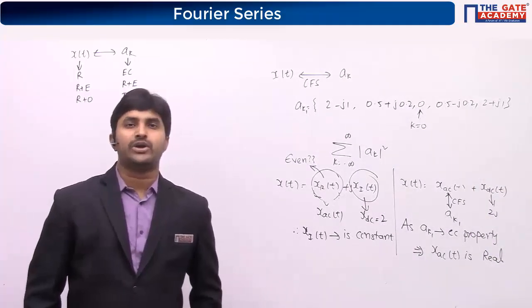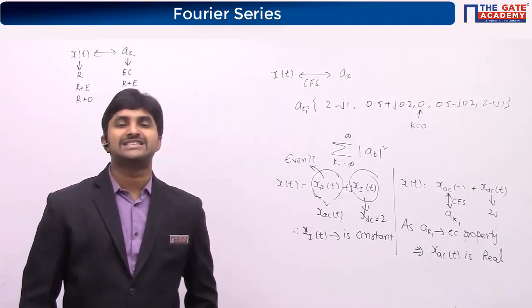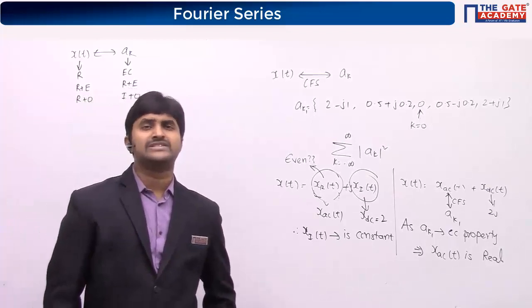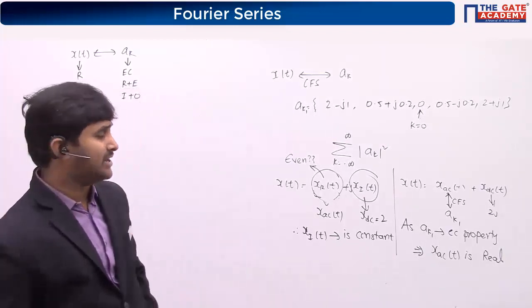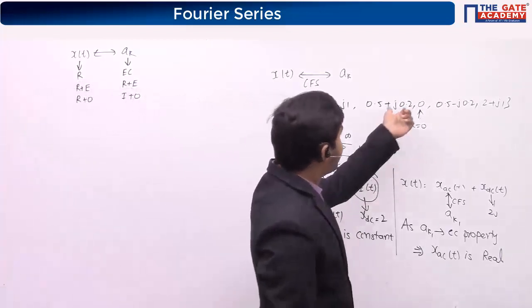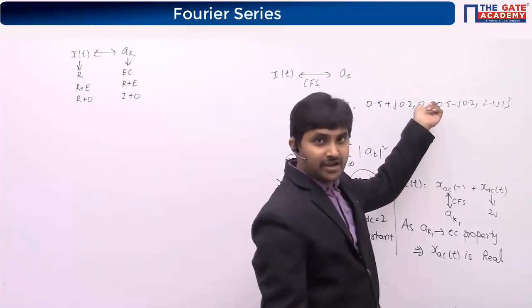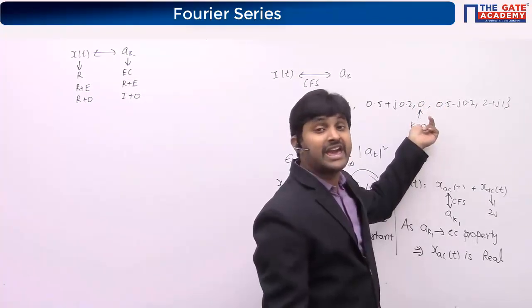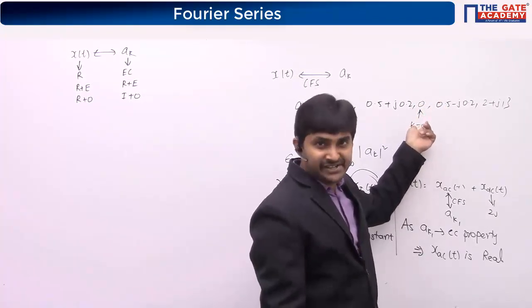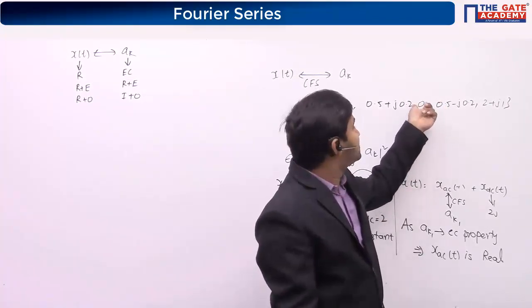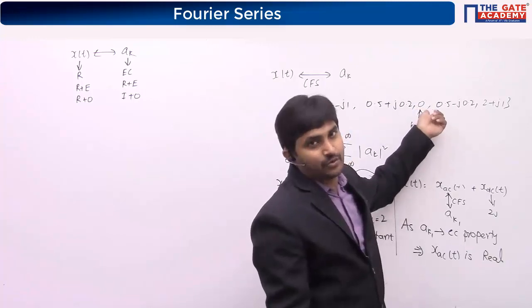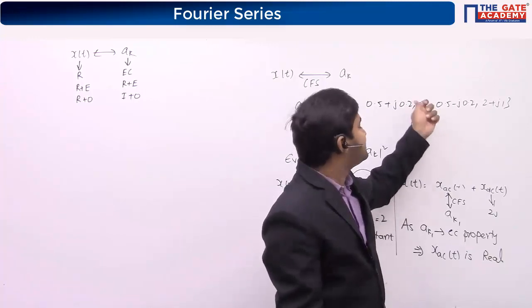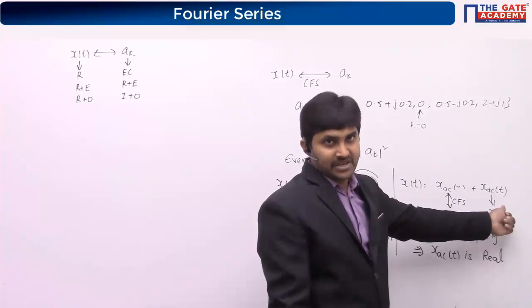There is a question: how can we say that 2j is the DC component? See here. We have separated this particular 2j, and 2j is present at k equal to 0. K is equal to 0, isn't it a DC component? Any component which corresponds to k equal to 0 is a DC component. And the same DC component we have written separately.